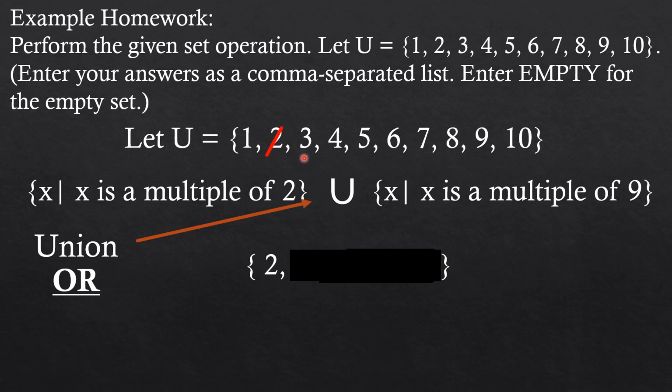Is 3 a multiple of 2? No. Is it a multiple of 9? No. So remember, multiples of 9 is like 9 times 1, 9 times 2, 9 times 3, and so on. Okay, what about 4? Is 4 a multiple of 2? Yes. Is 5 a multiple of 2 or 9? No. What about 6? Yes, 6 is a multiple of 2.